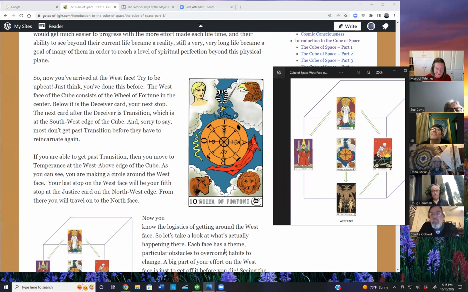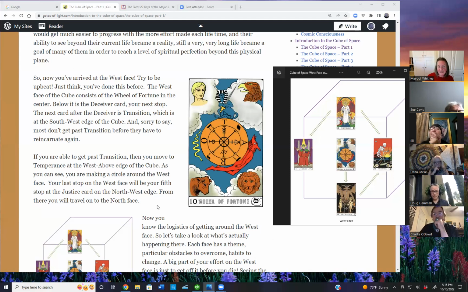The next card after the Deceiver, so here's your Deceiver card. You've arrived here, see the arrows, you come down, you head around, and you go around in a circle. So the Deceiver is transition, which is at the southwest edge of the cube over here. And sorry to say, most don't get past transition before they have to reincarnate again. Like I said, we have to work on getting off the west face.